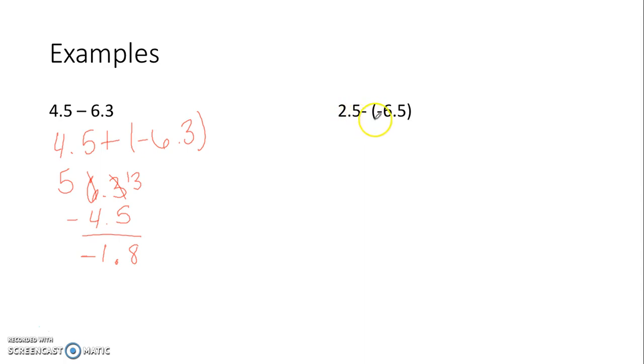The same thing with this one. 2.5 minus negative 6.5. So 2.5, we're going to keep that. We're going to change that minus sign to an addition sign, and we're going to take the opposite of negative 6.5, which is positive 6.5. So now we just add 2.5 plus 6.5. 5 plus 5 is 10. Carry the 1, bring down that decimal. 2 plus 6 is 8, plus 1 is 9. So the answer is positive 9.